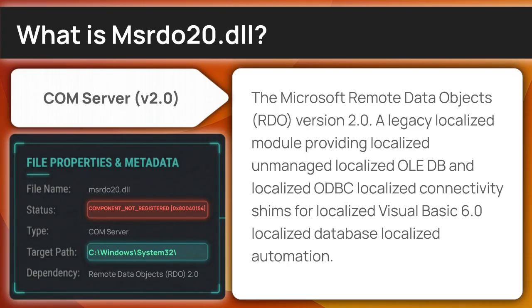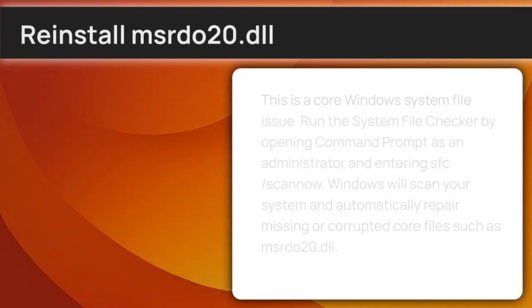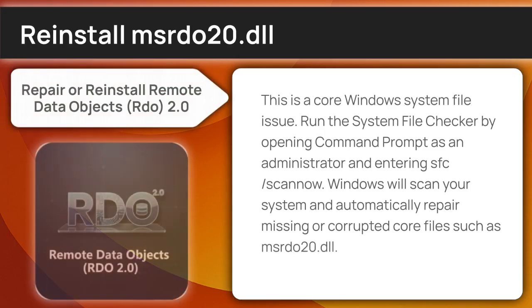With that background out of the way, here is how we actually restore the missing component. This is a core Windows system file issue. Run the system file checker by opening Command Prompt as an administrator and entering sfc /scannow. Windows will scan your system and automatically repair missing or corrupted core files such as the msrdo20 library DLL.